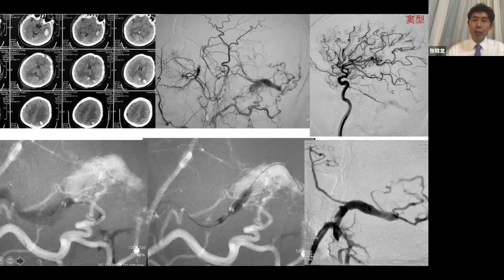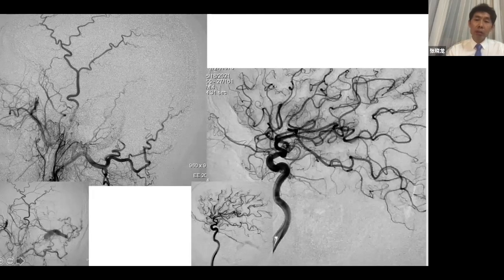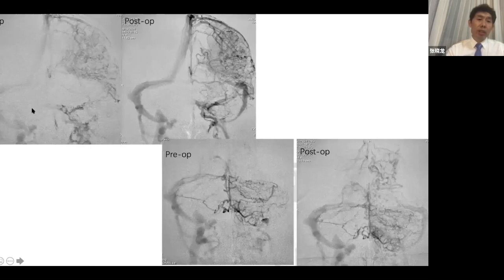And here is the post-operative. And then the fistula was totally gone. And here, this is the pre, and this is the post. This is the pre. And we can see what happened to the sinus. This is the pre, the transverse sinus was occluded. And here the transverse sinus, some of them are opened. And here is the posterior circulation. We can still see the left transverse sinus from the occluded one to the reopened one.